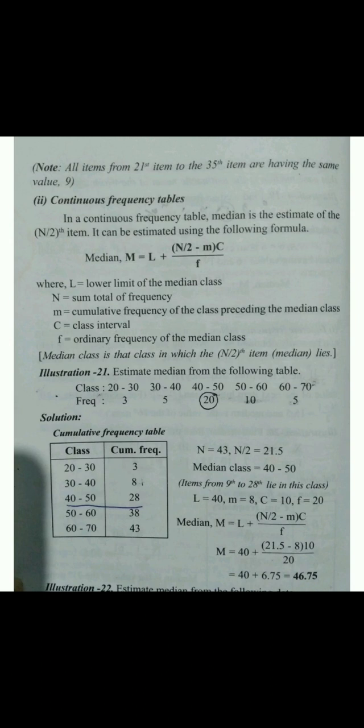So the lower limit of the class interval is 40. We can see from that table 40 is the lower limit. m is the cumulative frequency of the class preceding the median class, that is 8. And c is the class interval. What is the difference between 20 and 30, or 30 and 40? That is the difference between class intervals, called c, which is 10. And f is the frequency, which is 20, from the ordinary frequency table.